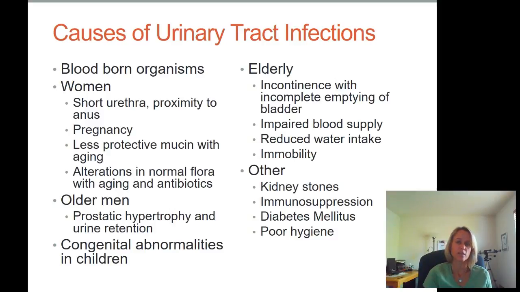In the elderly, we can get incontinence with incomplete emptying of the bladder, an impaired blood supply, so we're getting fewer immune cells to the area, reduced water intake. Increased fluid and washout is going to help with prevention, and immobility. Other things include kidney stones due to obstruction, immunosuppression, diabetes mellitus, where sugar in the urine can help feed bacteria, and poor hygiene.